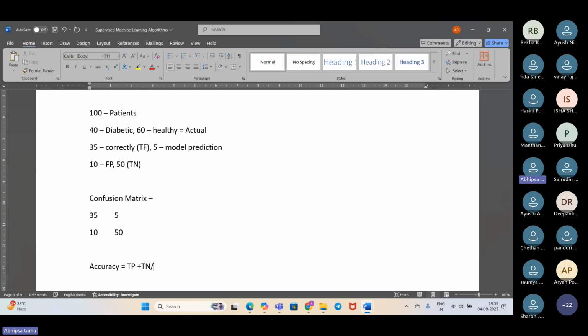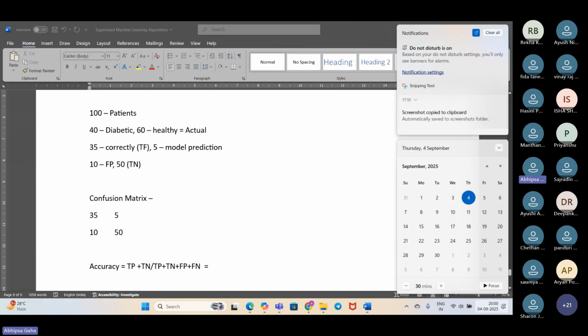divided by all of this, like TP plus TN plus FP plus FN, all of this. We are taking how many are correctly predicted. So what is the true positive it has taken? Then what is the true negative it has taken? We will sum it up. That would be in the numerator, and we'll sum up all the rest and put it in the denominator. So here in the example, we can think what is the true positive, that is 35.